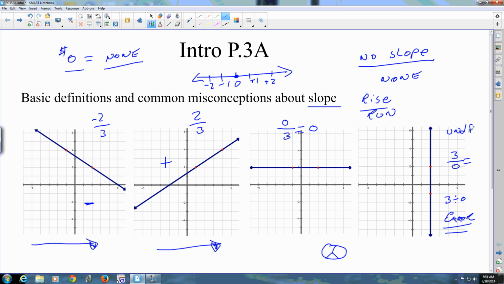All vertical lines have an undefined slope because you're dividing by 0. Again, it doesn't mean you have no slope or there isn't one. It just means it's not definable. I can't tell you what it is because you're dividing by 0. It doesn't mean you don't have one. It means undefined. It makes perfect sense in the slope of this line. You're rising, you're just not running. So again, don't say no slope, don't say none. It doesn't make sense.